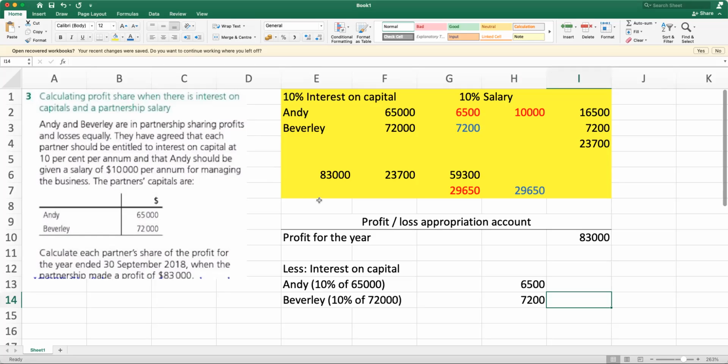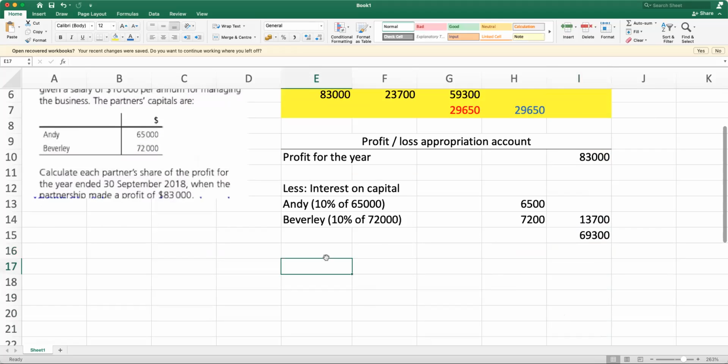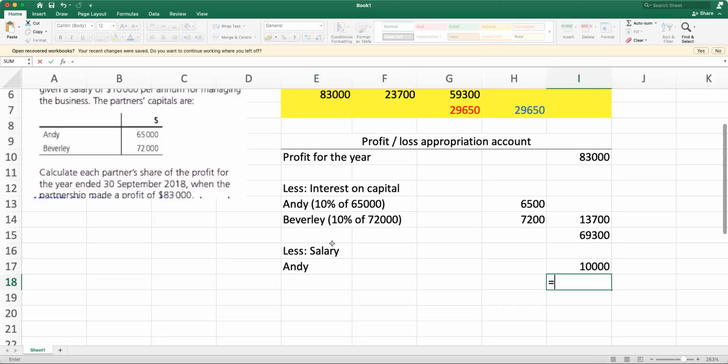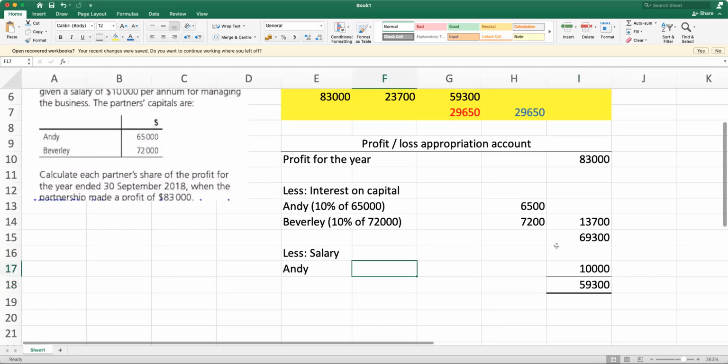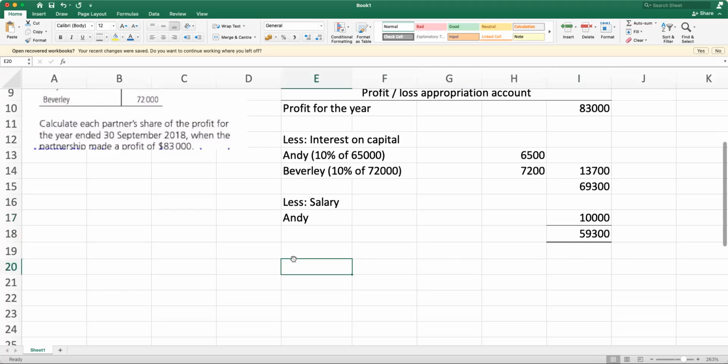So this amount will be taken out. We need to less it from our profit for the year. So this minus this, you get this amount, and then we still need to less a salary given to Andy only. Sometimes both partners get it, sometimes only one. Andy gets 10,000. So now take this, plus this, minus this. This is the amount of what we call residual profit, meaning how much money we have left to be distributed. So here we need to find the residual profit.